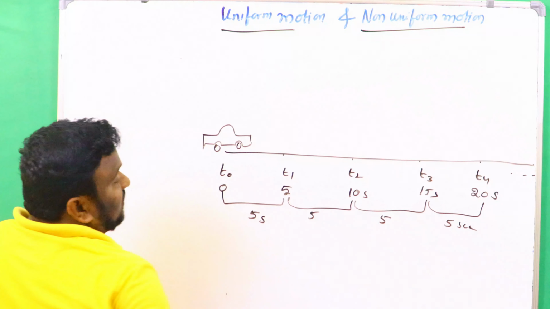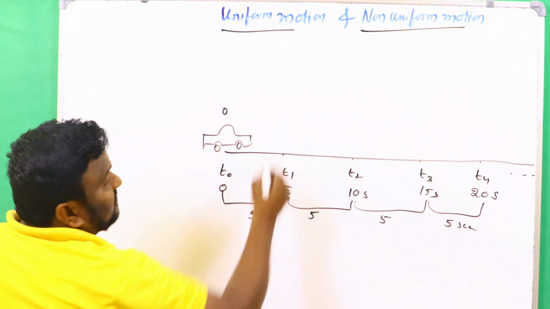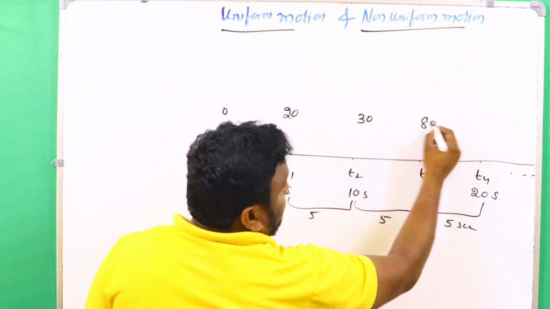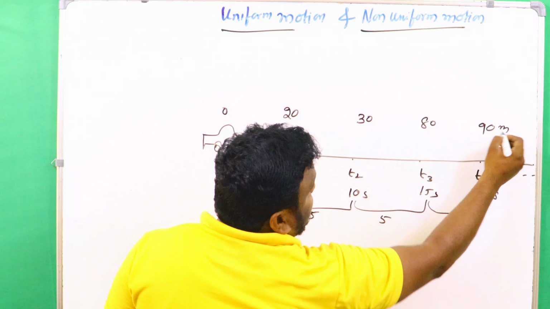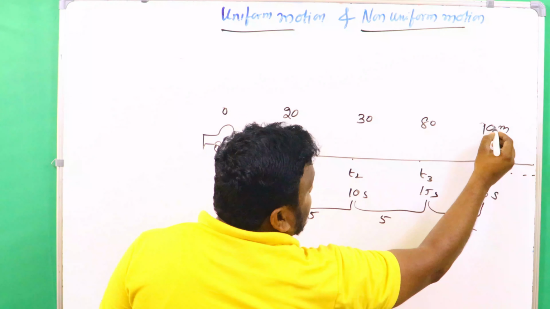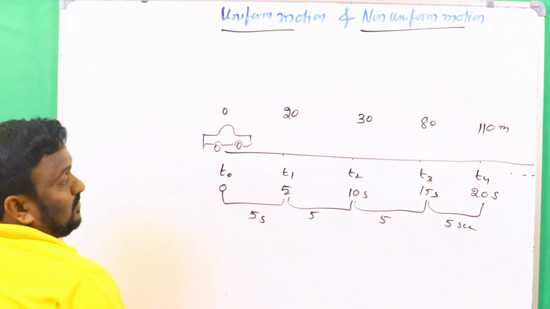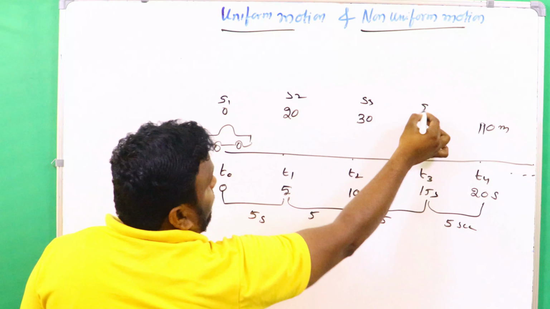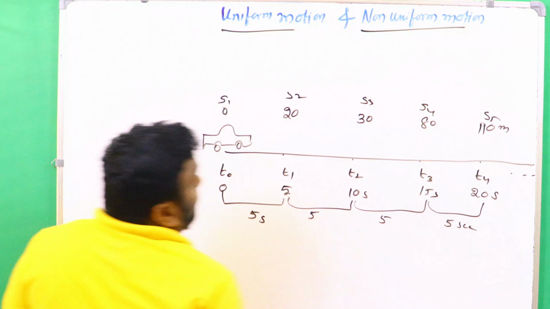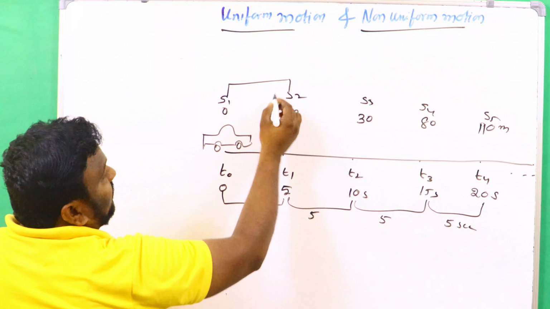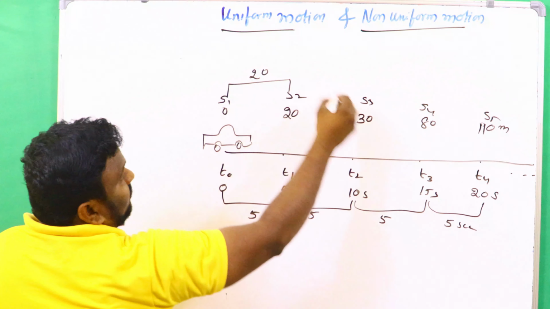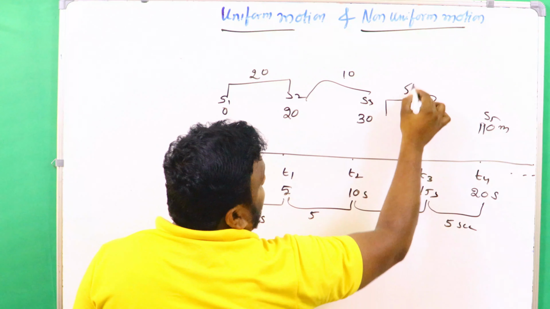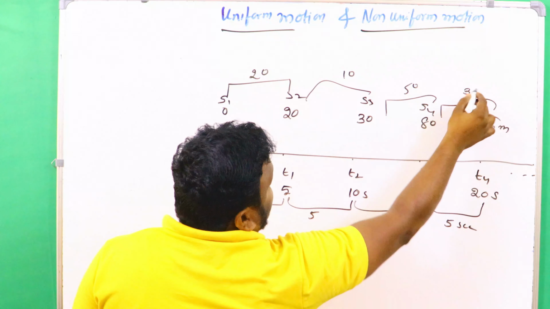Now let's see, some vehicle is there. Initially it covers 0 meters. Next is 20, and here 30, 80, 90 meters or 100 meters, like 110 meters. Clear? So this is S1, S2, S3, S4 and S5. What is the distance traveled here? 20 minus 0, 20. Here 30 minus 20, 10. 80 minus 30, 50. And 110 minus 80, 30.